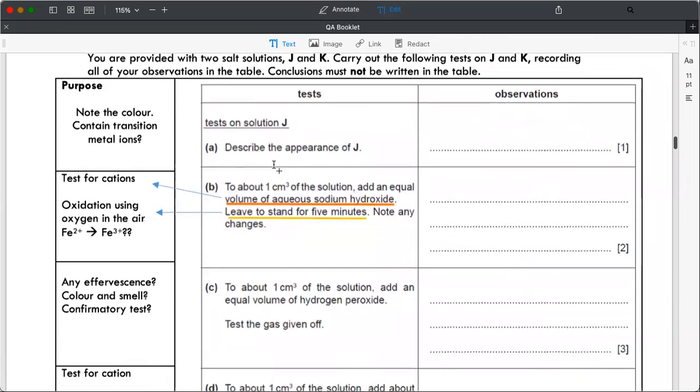Now, if you look at J, please note the color. Does it look colored or colorless? If it's colored, what's the color? If it's colorless, mention the solution is colorless. If the solution has a color, what's the color? For example, solution is blue.